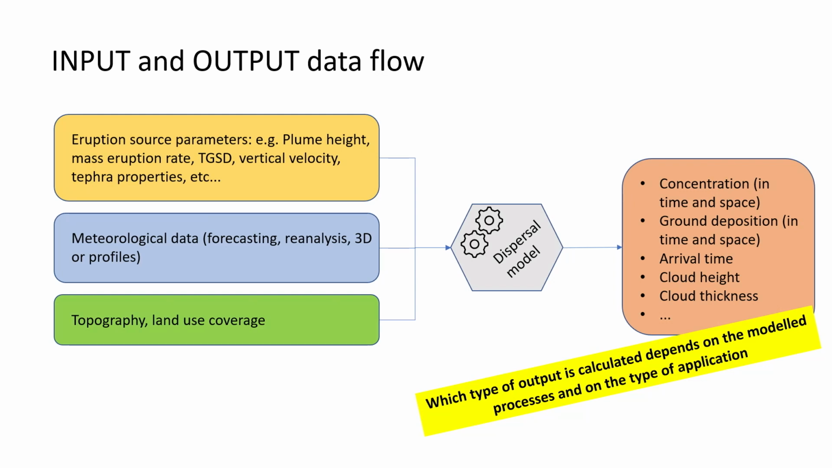The type of output that can be produced by different dispersal models depends on the processes and how the numerical models are coded. But most of the time we might think about having concentration in the atmosphere and at the ground as a function of time, the total accumulation at the ground, but also information about the cloud height, the cloud thickness, as well as the arrival time. Again, all these parameters and how these outputs are calculated really depends on which type of software you are using.